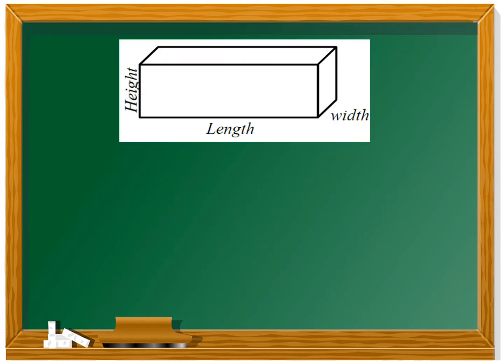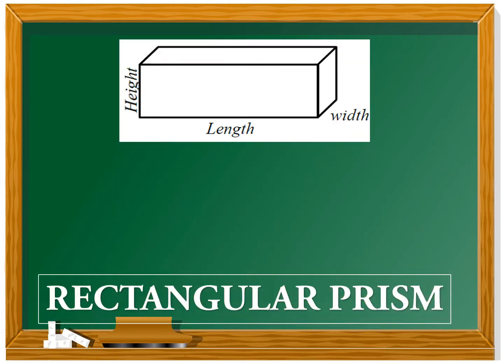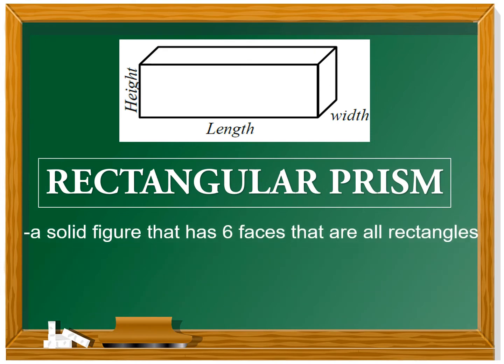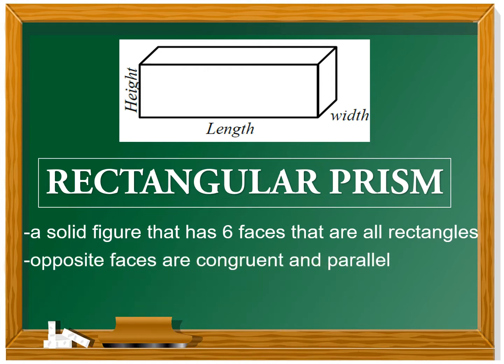This is a rectangular prism. It is a solid figure that has 6 faces that are all rectangles. Opposite faces are congruent and parallel. To get the volume of a rectangular prism, we have to multiply its length, width, and height.